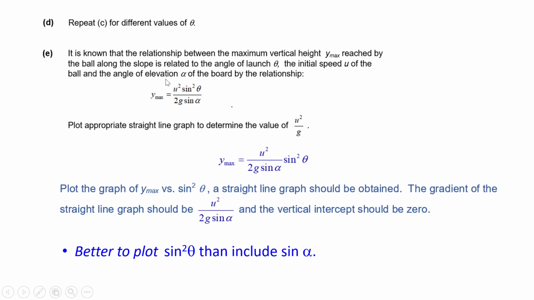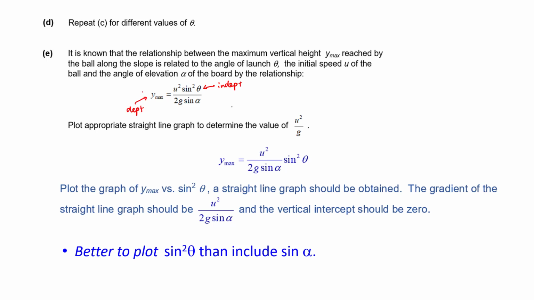So you're given this equation, y max equals u squared sine squared theta over 2g sine alpha. Okay, so what graph am I going to plot here? Now, first identify your independent variable. So my independent variable in this case is actually my theta, and my dependent variable is actually my y max.